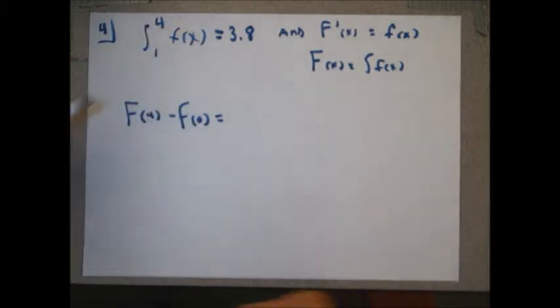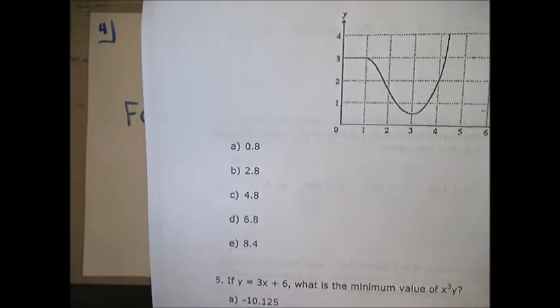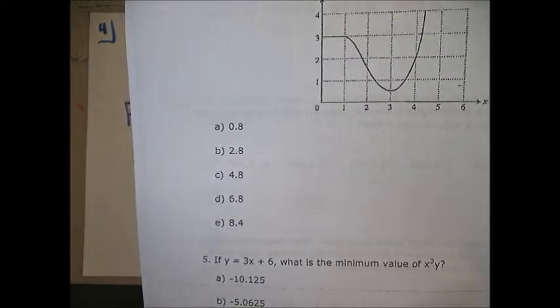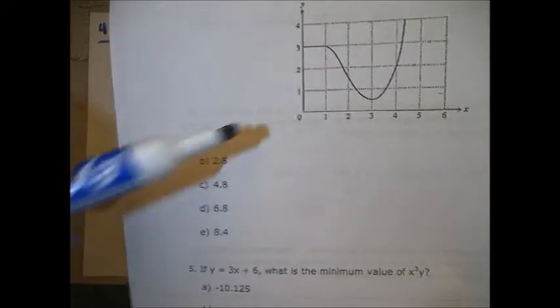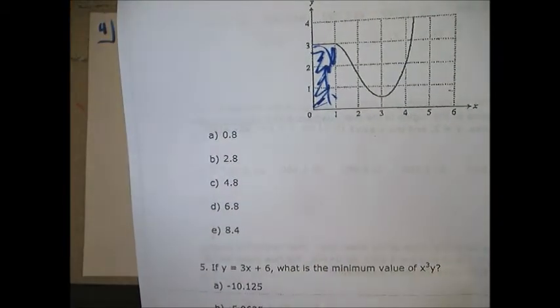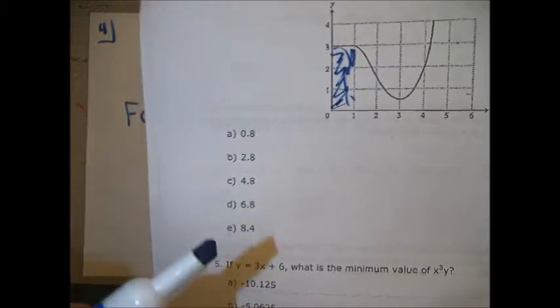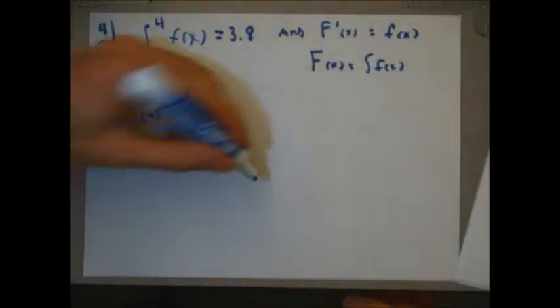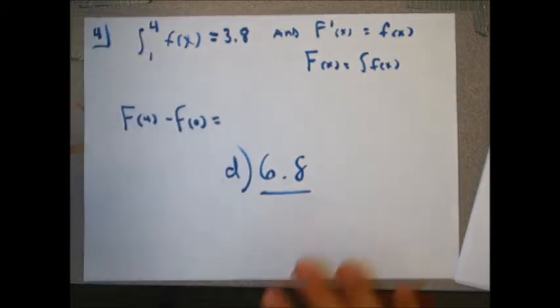So if 1 to 4 is 3.8, and I'm trying to find 0 to 4, you need to do a geometry from 0 to 1, making that a rectangle. So if I find the area from 0 to 1, just treating it as a rectangle, it's 1 across and 3 up. That tells me that this part right here that I just shaded has an area of 3. So if I add that 3 onto the 3.8 that was already given from the integral, 3 and 3.8 would give me a total of 6.8, choice D.